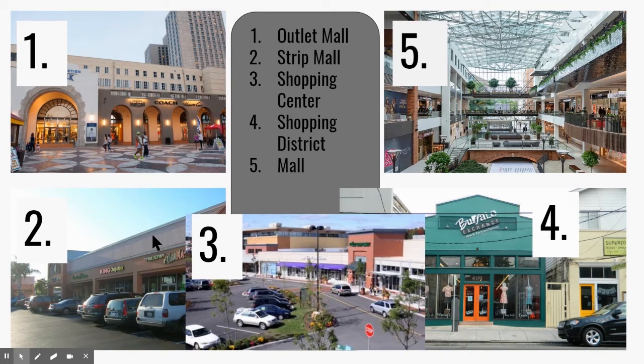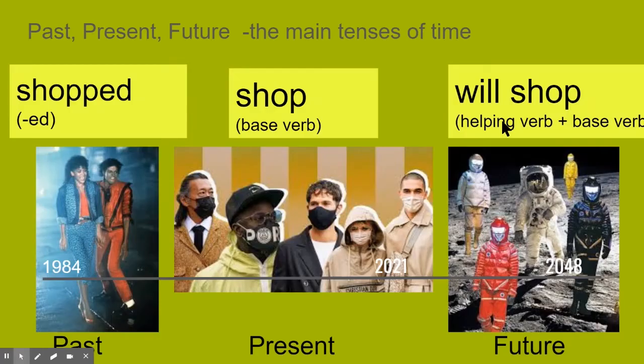You could go to a strip mall, which is just one line of stores, often along a highway or a main street. You can go to a shopping center, which is like a big center with a big parking lot, lots of stores. You can go to a shopping district like we have on Magazine Street, where you can walk up and down the street and there's a big variety of stores. And you could also go to a traditional mall where all the stores are together in one building, right?